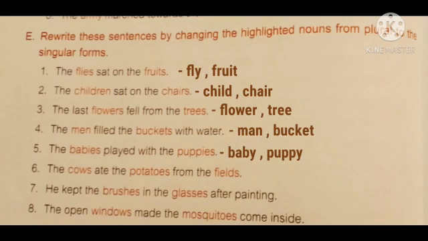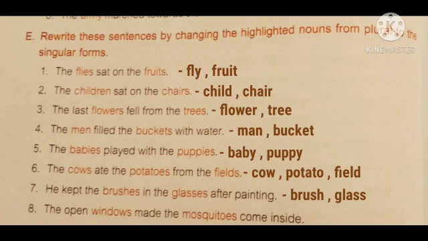Sixth, the cows ate the potatoes from the fields. Cows will become cow. Potatoes will become potato. Fields will become field. So, the answer is the cow ate the potato from the field. Seventh, he kept the brushes in the glasses after painting. Brushes will become brush. Glasses will become glass. So, the answer is he kept the brush in the glass after painting.